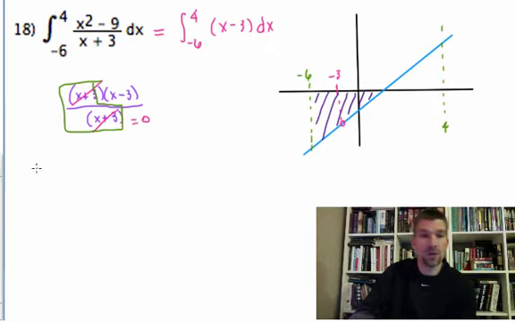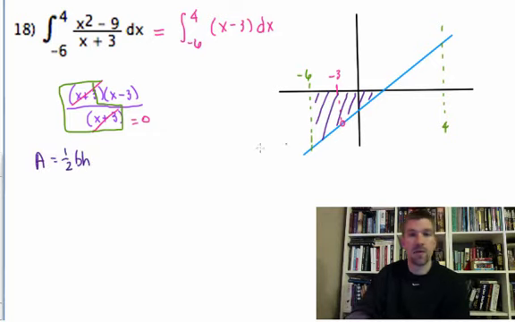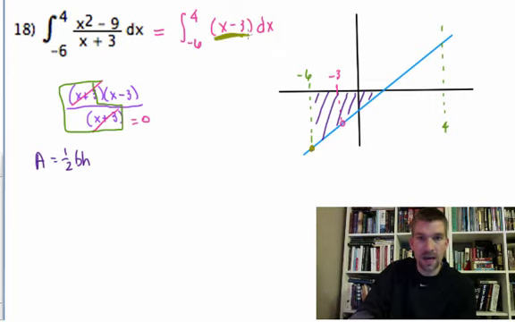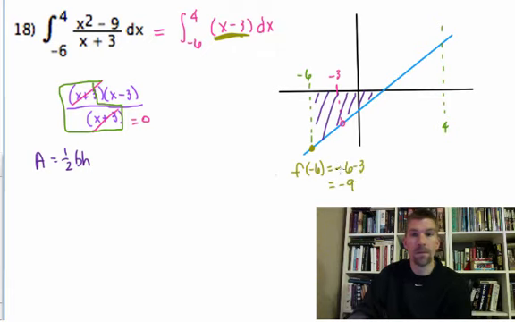Well, how do I find the area of a triangle? Area of a triangle is 1/2 base times height. My height in this case is the function at negative 6, and we're going to use this guy because he's going to be a little easier to work with. So f of negative 6 is negative 6 minus 3, which is negative 9. The other part that I need is my base. Here's my height. My height is this negative 9 number.